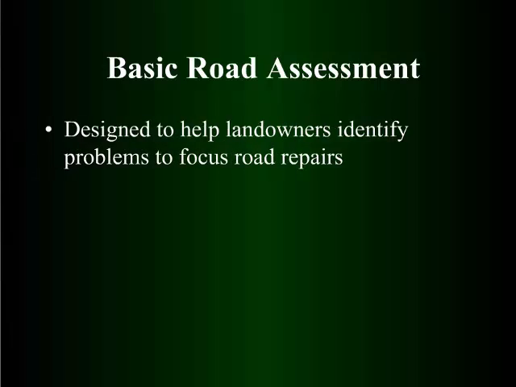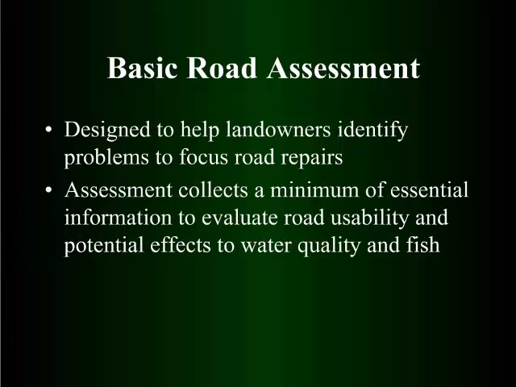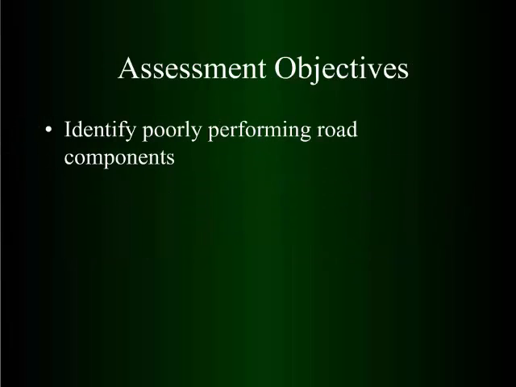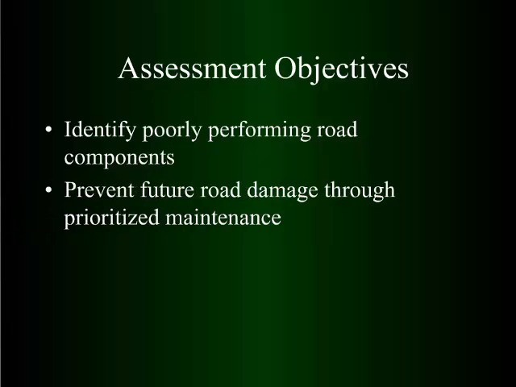The basic part of the assessment is to identify problems, focus on road repairs. Most of the problems you'll find are water related. You collect the minimum information used to evaluate the road's usability and potential effects on water quality and fish. The objectives: you want to identify poorly performing components of your road, those that need to have some maintenance performed on them, and prevent future damage through prioritized maintenance, basically deciding what's the most bang for the buck or the most urgent priority in solving those problems first.